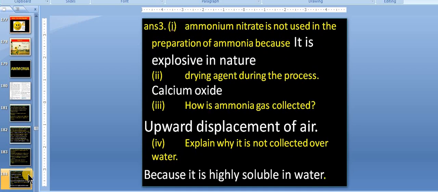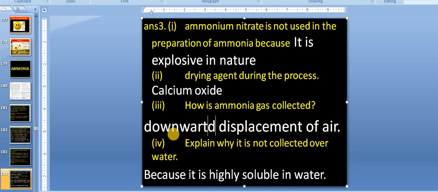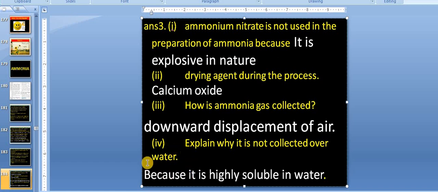Upward displacement. How is ammonia gas collected? Ammonia is light, so downward displacement of air. Air will come downward. Yeah, so please rectify this. Downward will come sometimes. Okay, so that's why I am not sending this PDF as such. I have to check each and everything and then send it. Okay, so this is done, explosive and all that.